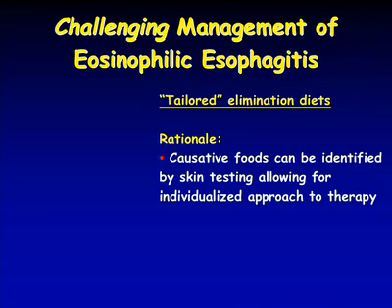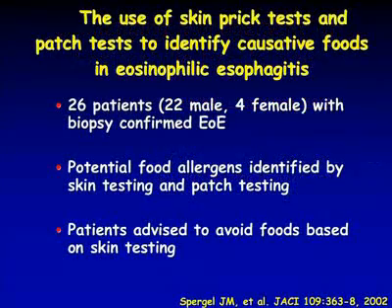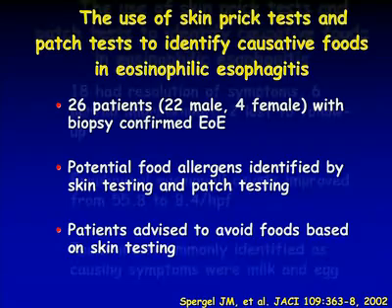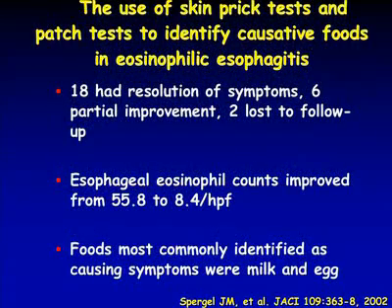And again, as Dr. Atkins and Dr. Fleischer have discussed, if you can identify through allergy testing which foods are suspect, then that would actually offer probably the most targeted type of treatment. This has been studied in several different ways. Dr. Spergel's group has looked at 26 patients, identified those food allergens by skin testing as well as patch testing, and showed that 18 of those patients had resolution of symptoms, 6 had partial improvement, the eosinophil counts went down, and again, the most common foods that we've discussed numerous times were milk and egg.